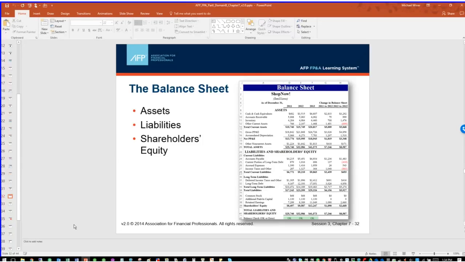And there again, they're presented in the order of decreasing liquidity. So current liabilities, things that we owe within the current year, are presented first. And long-term liabilities are presented after that, to a total of total liabilities. Then the next section is called shareholder equity, or equity.